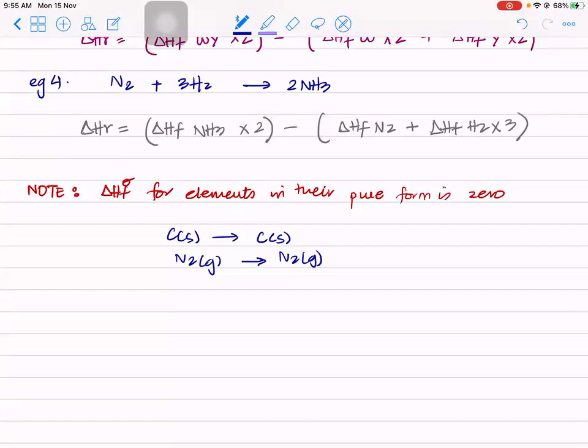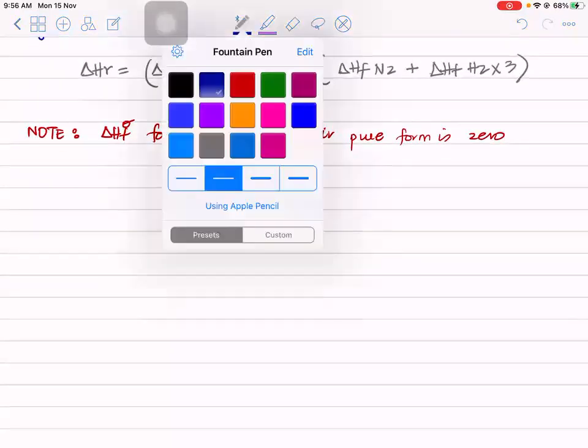Sometimes when you're doing a question you'll see oxygen and the formation for that is not given. You don't have to freak out or wonder where you will find this, because the formation for oxygen would be 0, which is why they haven't given it to you. Any element in its pure elemental form would be 0. Clear?